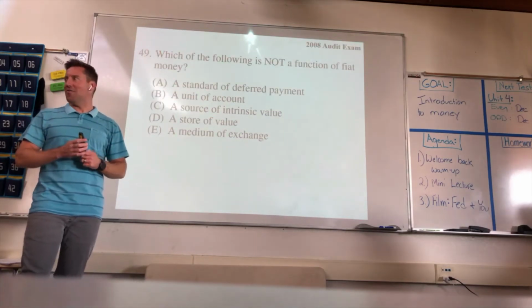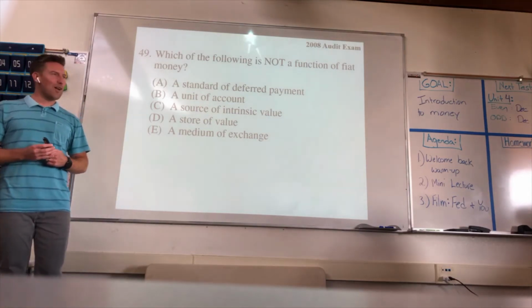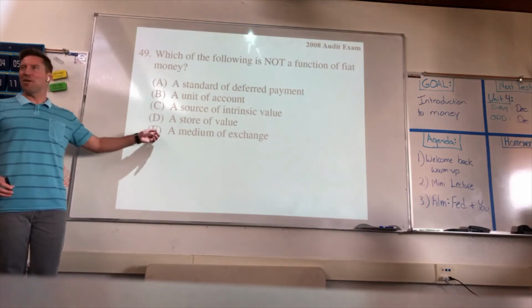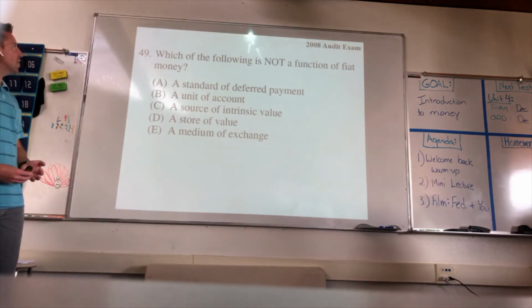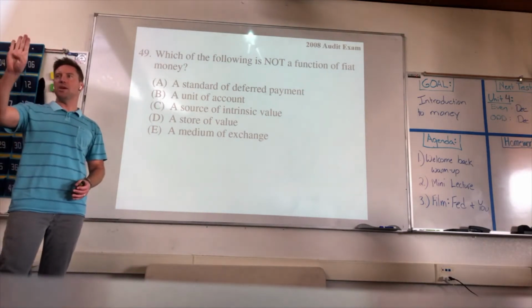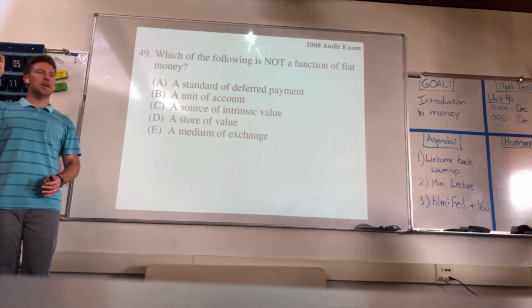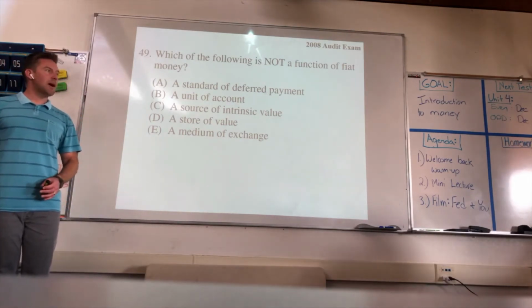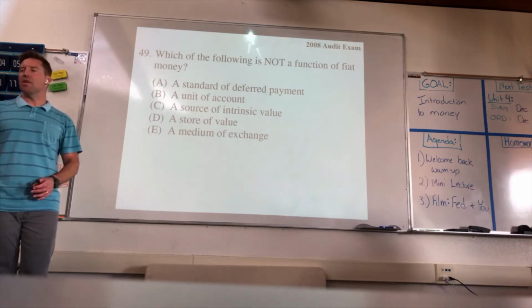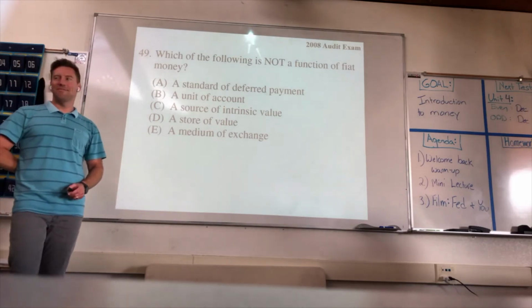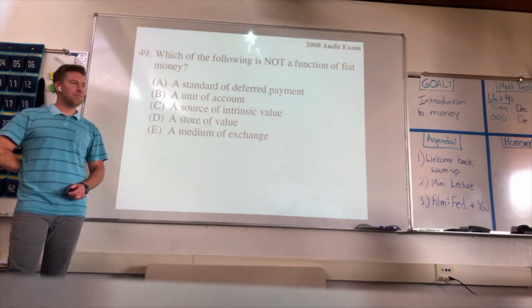All right, let's try it out. I can only come up with one question that's on an AP test from this content. So here it is. Which of the following is not a function of fiat money? We got A, B, C, D, or E. Let's keep it low. I got mine up behind my back. Keep it low. 3, 2, 1. What do you got?